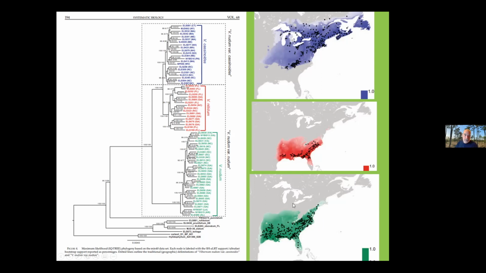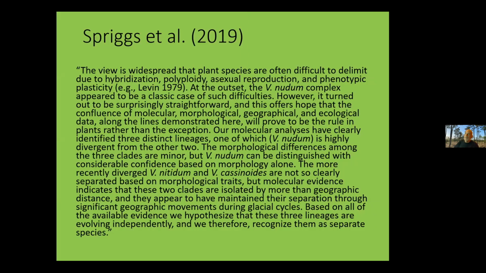So 3 taxa. And she writes, the view is widespread that plant species are often difficult to delimit due to hybridization, polyploidy, asexual reproduction, and phenotypic plasticity. At the outset, the Viburnum nudum complex appeared to be a classic case of such difficulties. However, it turned out to be surprisingly straightforward, and this offers hope that the confluence of molecular, morphological, geographical, and ecological data along the lines demonstrated here will prove to be the rule in plants rather than the exception.